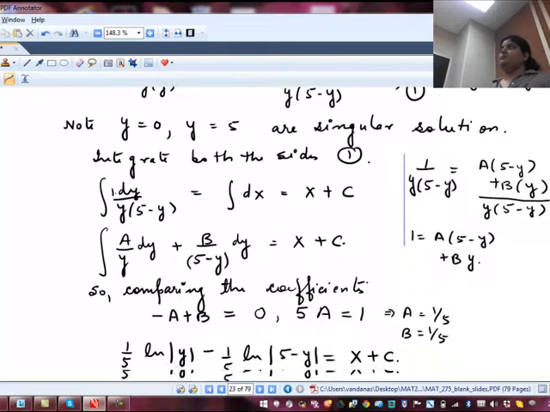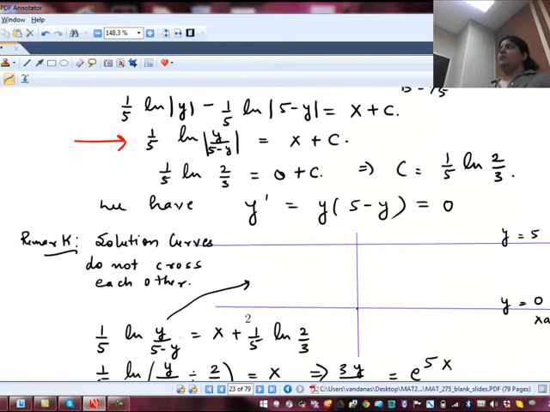Okay, so now there is a name for these solutions, and if I give my initial condition that y at any value of x is equal to 5, then I will stay only on this solution.